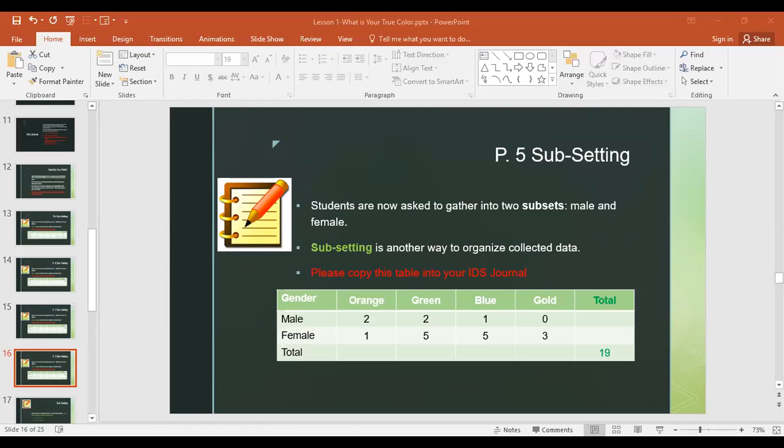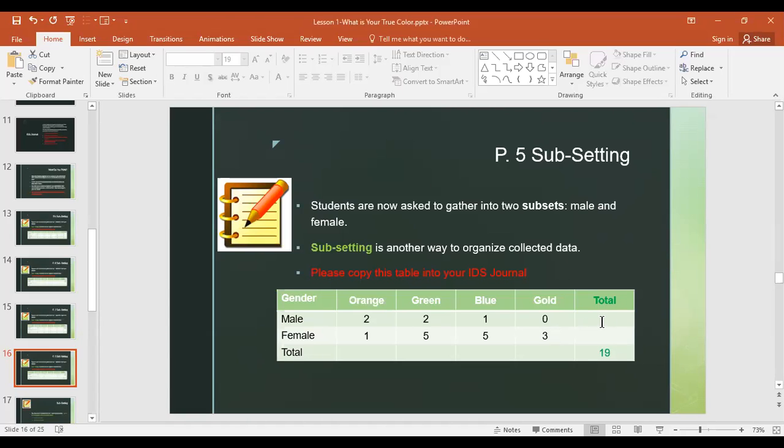Did you finish copying down this table, Ruben, into your journal? Okay, I see that. Okay, well done, guys.